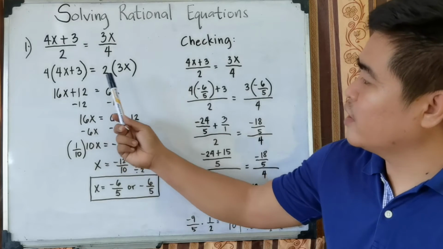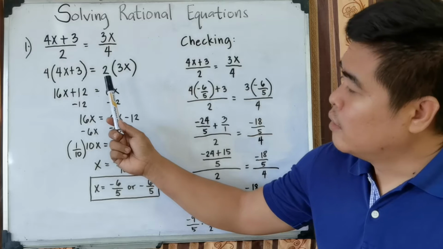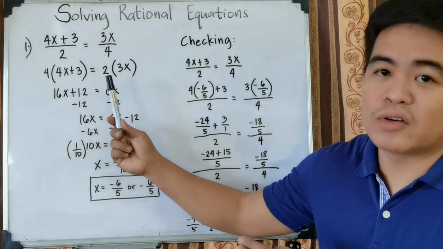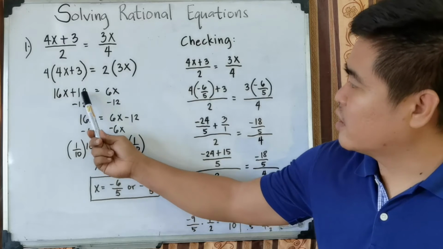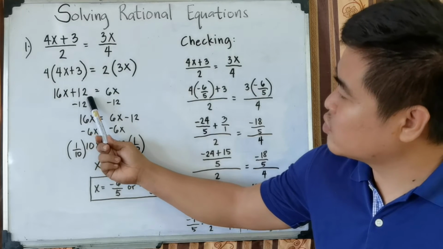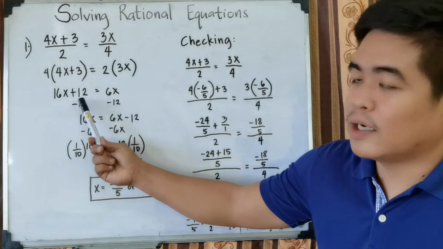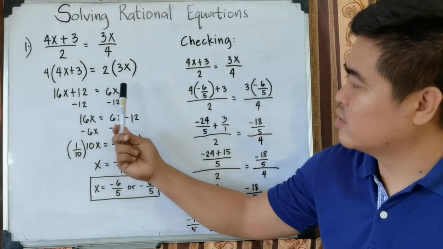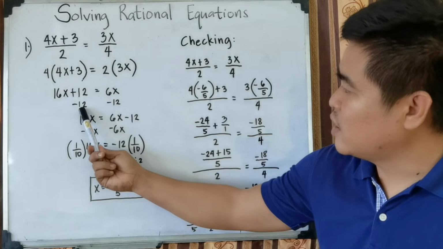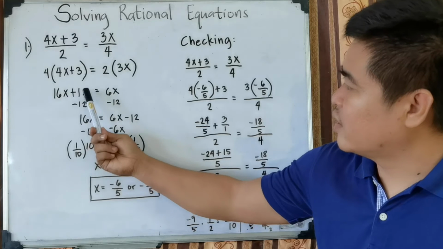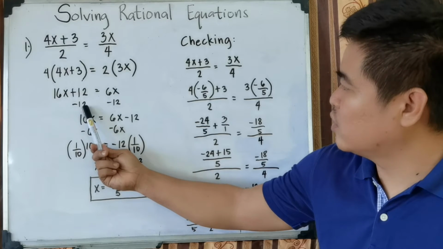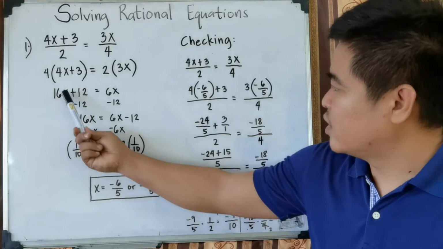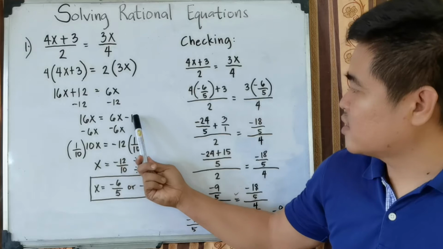Okay, so we are going to isolate the terms with a variable on one side and the term without a variable, or the constant, on the other side. Since our constant is 12, we are going to add the opposite of 12 on both sides of the equation. So we add negative 12 on the left side, and negative 12 also on the other side. This part becomes 0. So you have 16x is equal to 6x minus 12.